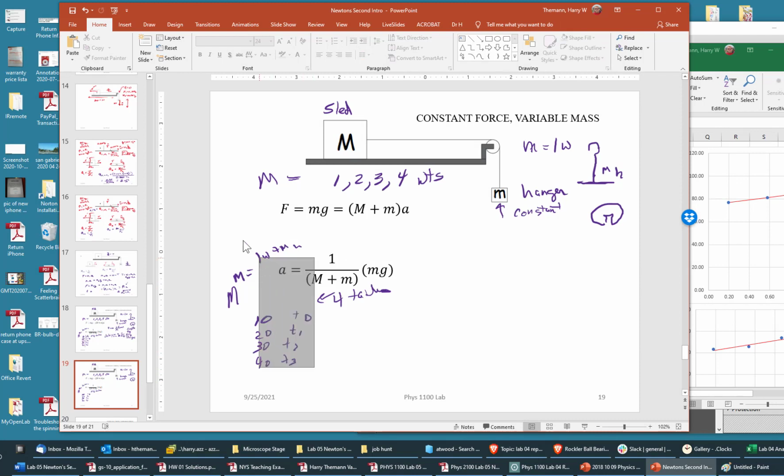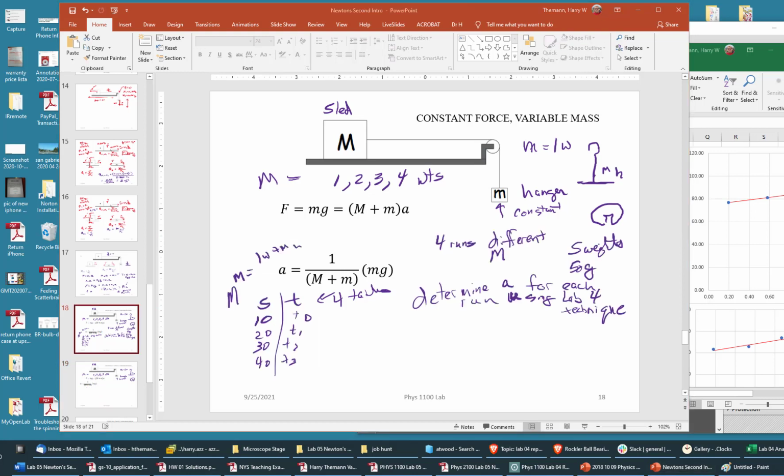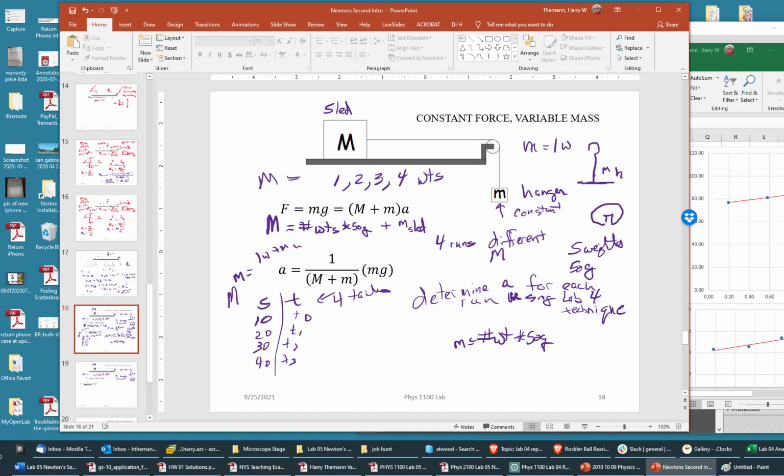Don't want to erase the formula. I'll pause this for a moment. So I remind you that capital M is going to equal the number of weights times whatever they are. Let's say, for example, they're 50 grams plus the mass of the sled. And then little m is going to equal the number of weights times, say, 50 grams, whatever they are, plus the mass of the hanger.